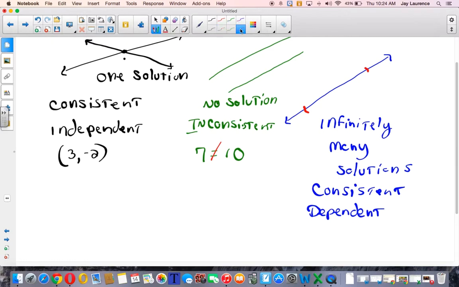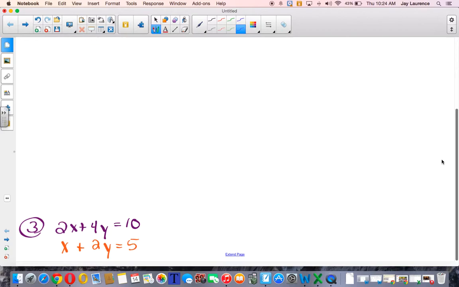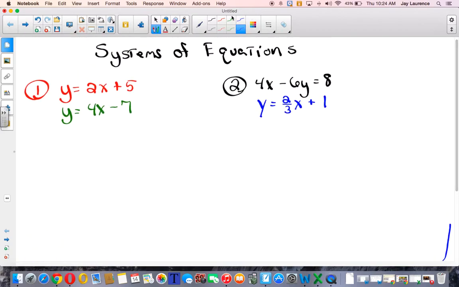When you go to do the blue one, you're going to end up in a situation where something is always true, like 2 equals 2. When does 2 equal 2? Always. It always equals 2, so therefore there's an infinite number of solutions. So what I have for you here are three systems of equations, and we're going to go through and solve them by any method you want.